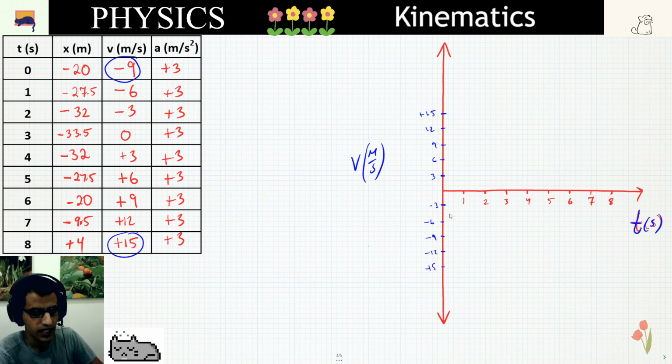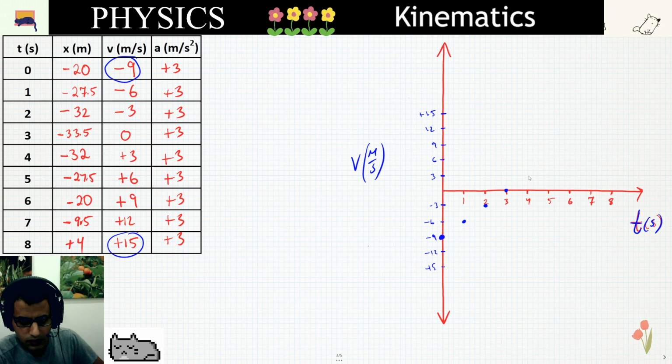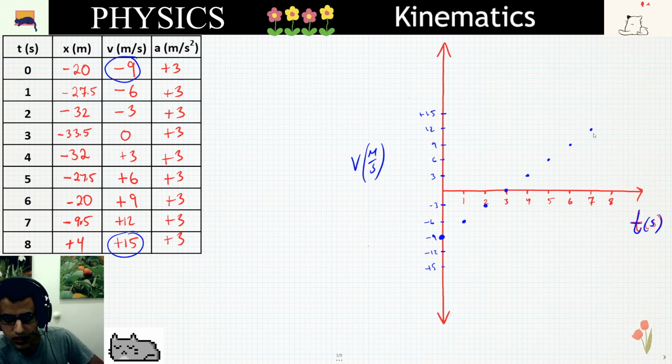At 0 seconds, the velocity is -9, so that's going to be here. At 1 second, the velocity is -6, that will be here. 2 seconds, it's -3. 3 seconds, it's 0. Yeah, at 3 seconds, the velocity is 0, shown here. At 4 seconds, the velocity is +3, so that would be here. 5 seconds, the velocity is +6. 6 seconds, the velocity is +9. So it will always change by +3 each second. So I can put this here.